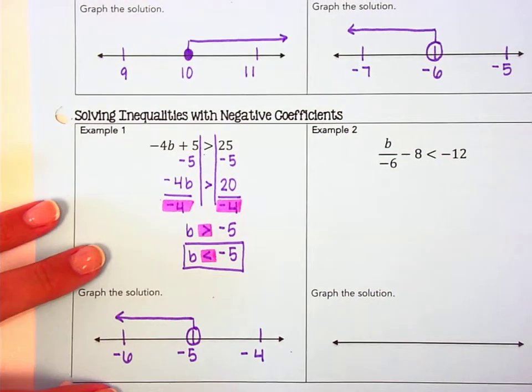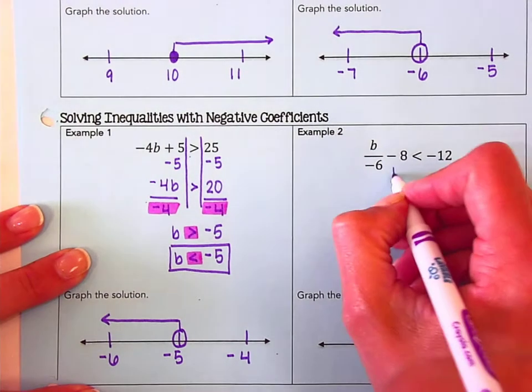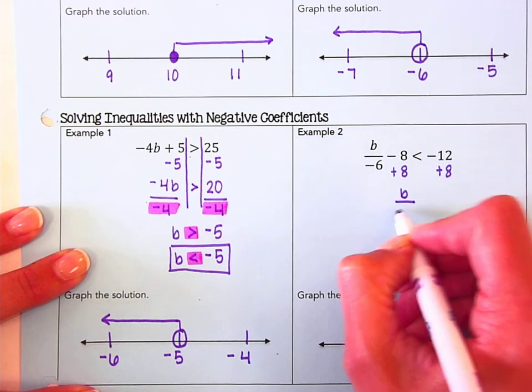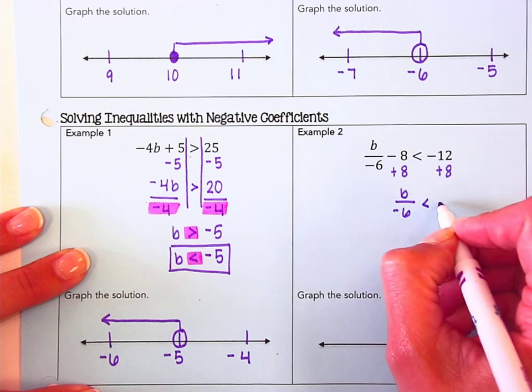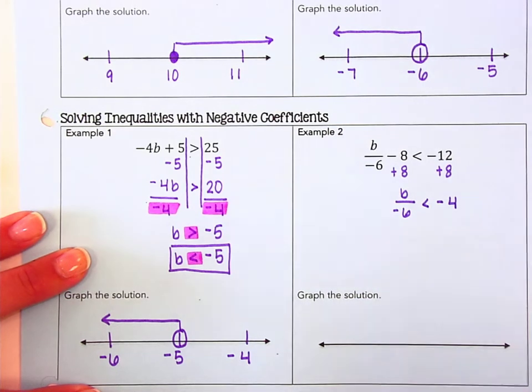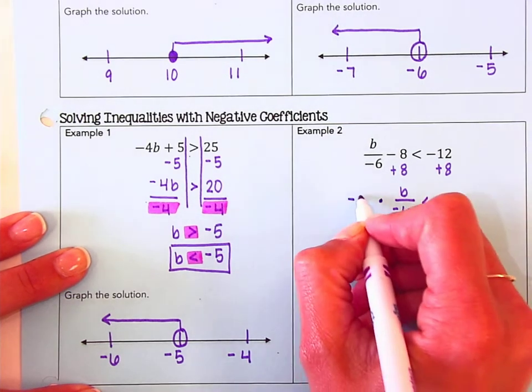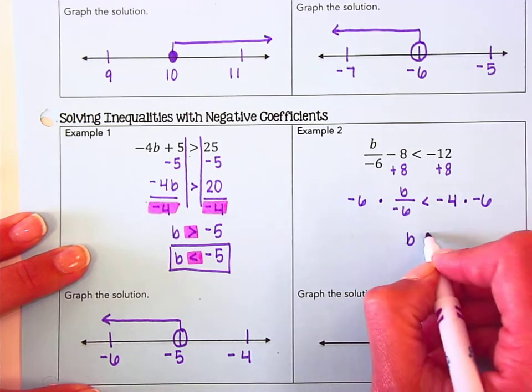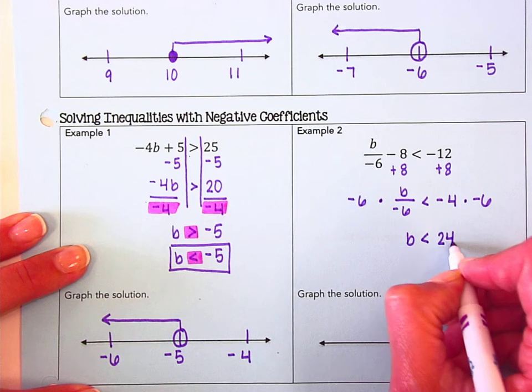We'll look at the same thing with this example here. We're going to add 8 to both sides, and b divided by negative 6 is less than negative 4. And we're going to multiply both sides by negative 6 to get b by itself. So b is less than 24.